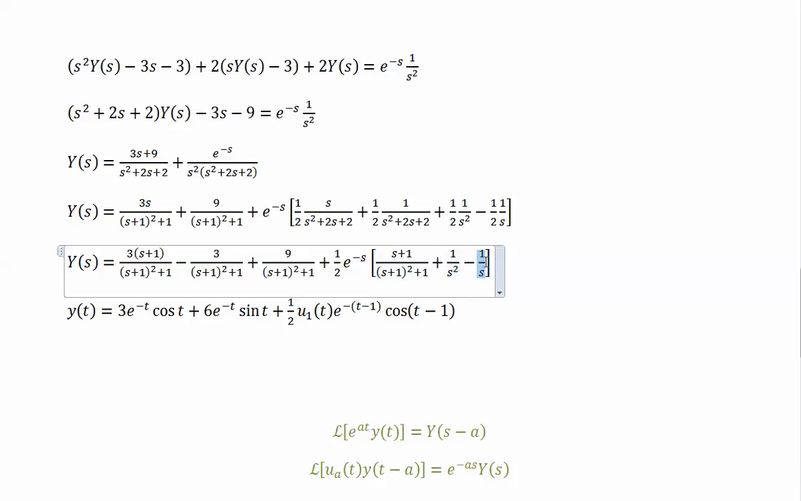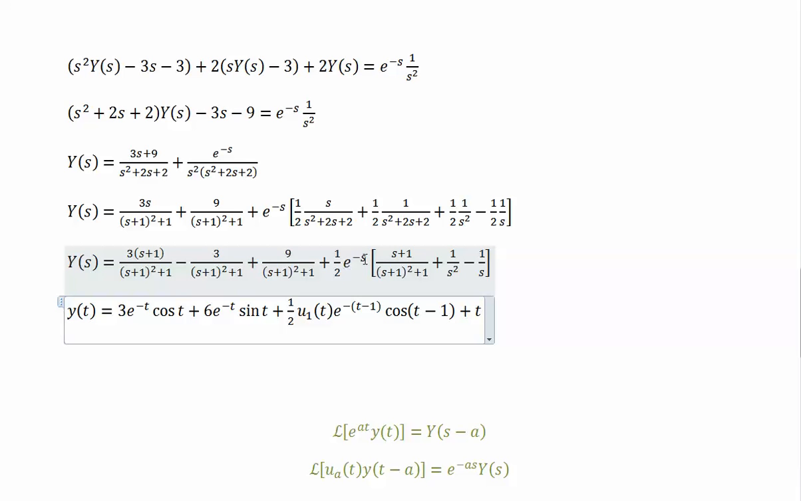Now we still have this one and this one to do. They'll be a little bit easier. We won't have to use both shift rules for this one. So 1 over s squared on its own would be a t, right? That's the Laplace transform of t. But the e to the minus s, again, using the second shift rule, says that we have to insert a u1, and we have to shift the t. And again, I can't forget the 1/2 in the front of all this.